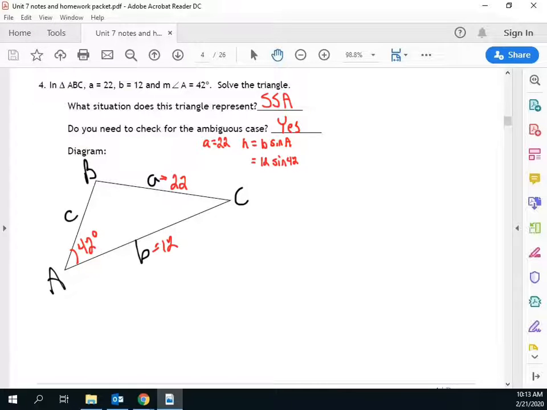So this one you don't use second sine because we're trying to find a length of a side. So 12 sine 42, and you get 8.03. Well, compared to A, which is equal to 22, what inequality symbol goes there? It's greater than. So you have 2. Now let's see what this looks like.